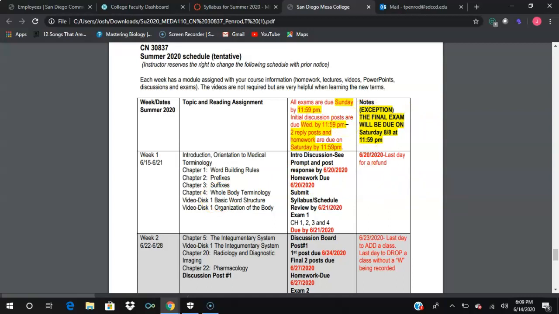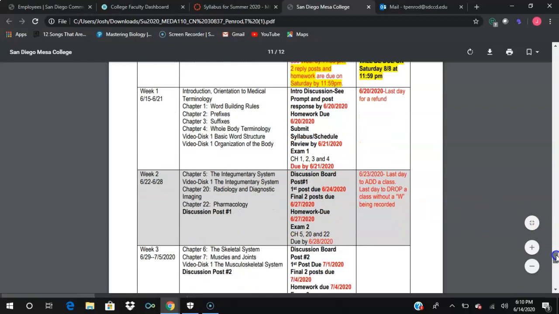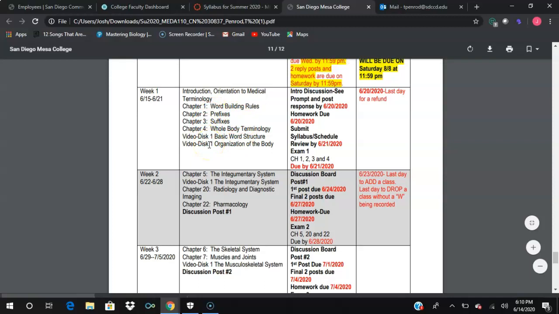Like I said, all of the homework will be due on Saturday nights. It'll tell you the dates here, and then the tests are due on Sunday. Week 1, we are covering chapters 1 through 4. Once again, these are very important basic foundation chapters as we move forward. If you don't get these down, it can be tough as we move forward.